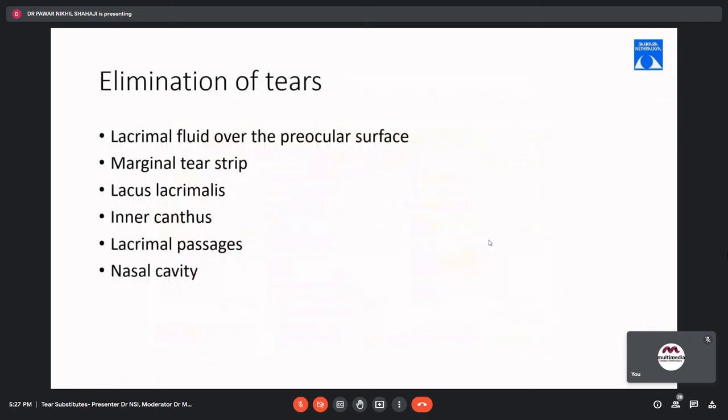Elimination of tears: the lacrimal fluid goes towards the marginal tear strip along the lid margins, both upper and lower, and then it drains into the lacus lacrimalis, which is near the inner canthus, and from there it passes to the lacrimal apparatus and then to the nasal cavity.